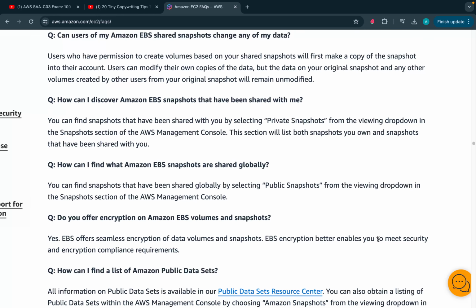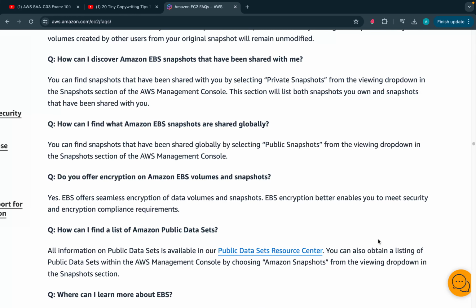How can I discover Amazon EBS snapshots that have been shared with me? You can find the snapshots that have been shared with you by selecting private snapshots from the viewing dropdown in the snapshot section of the AWS Management Console. This section will list both snapshots you own and snapshots that have been shared with you. How can I find what Amazon EBS snapshots are shared globally? You can find snapshots that have been shared globally by selecting public snapshots from the viewing dropdown in the snapshot section of the AWS Management Console.